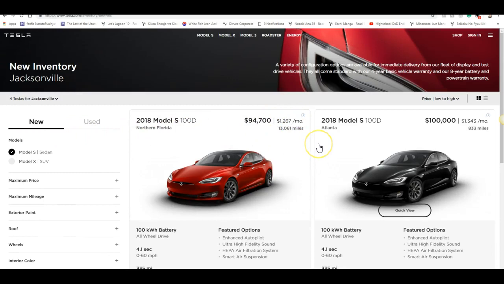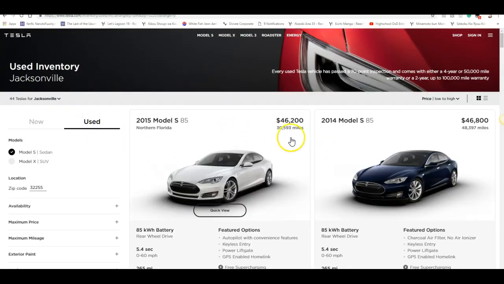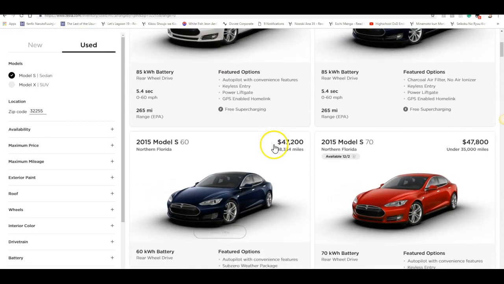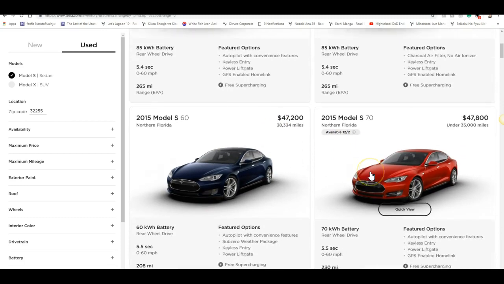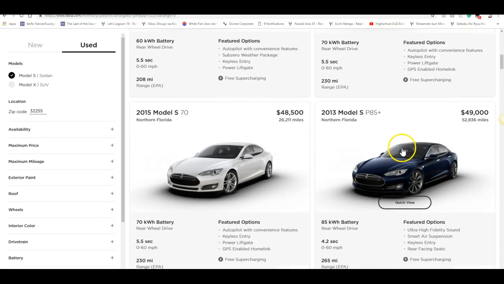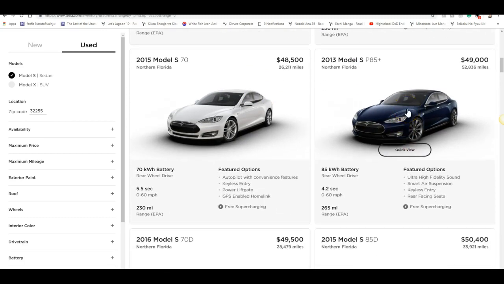Basically, you can find Model S's for used prices. Here's a 2015 Model S 85 or whatever. It shows the range, $46,000. Here's another one, and these are already all set up. So 47,000, that's a 60. You don't want that one. That's a 70. Another 70. Here's a P85, so I'll buy this P85 right here. I get 4.2 seconds, 0 to 60, and I'll do that free supercharging.